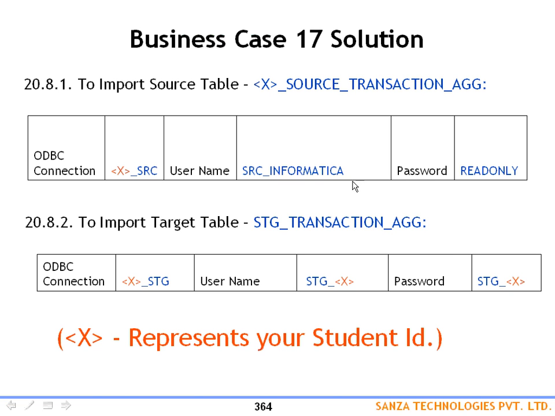Go ahead and write this. Your ID underscore SRC, the name SRC underscore informatica, read out an ODBC connection, your ID underscore, then underscore ID, password ID. So please write this ODBC connection at this step.